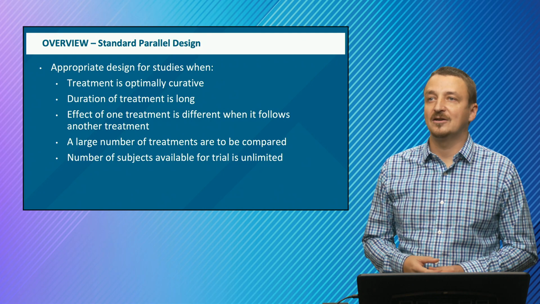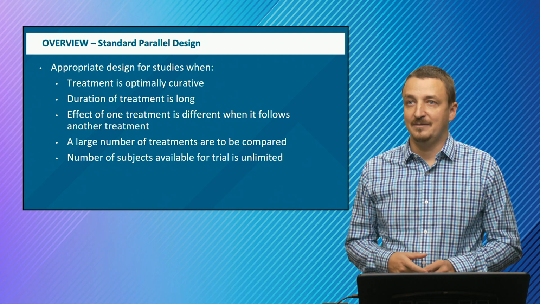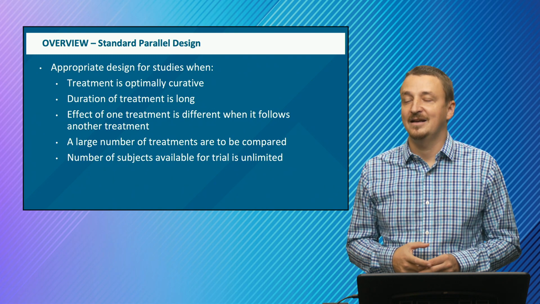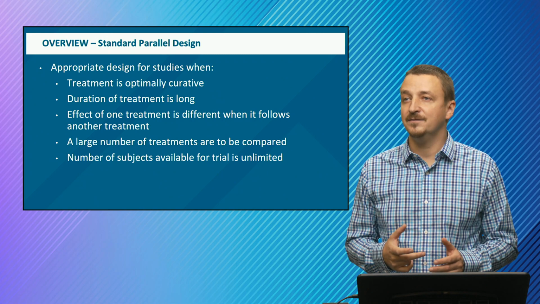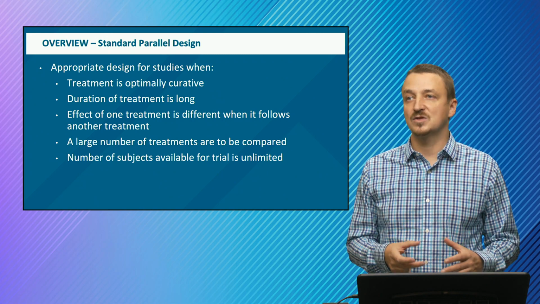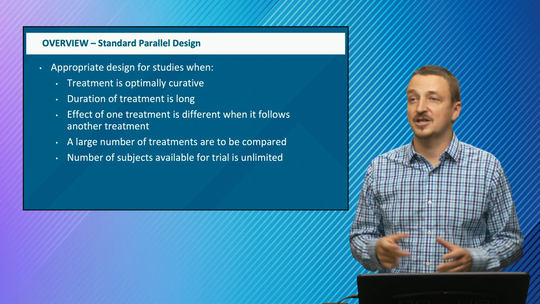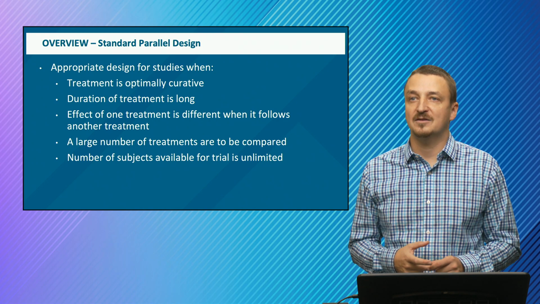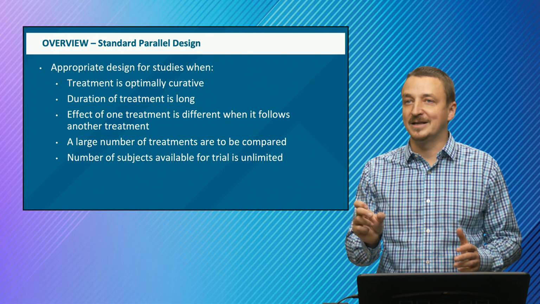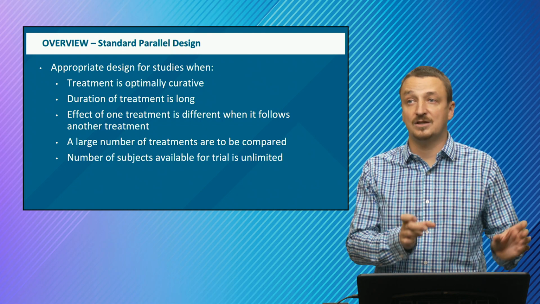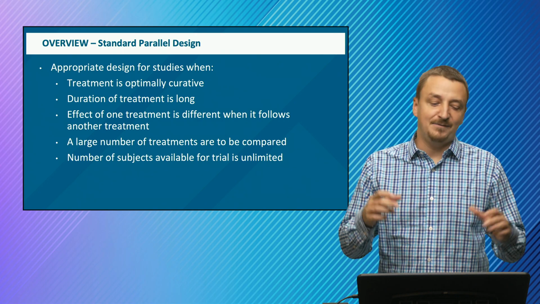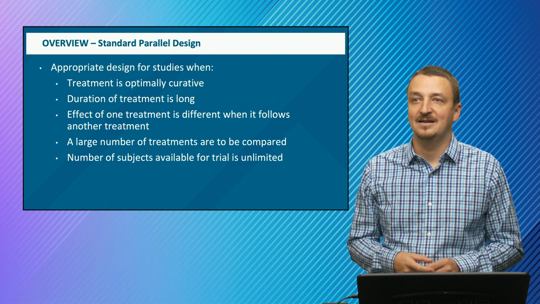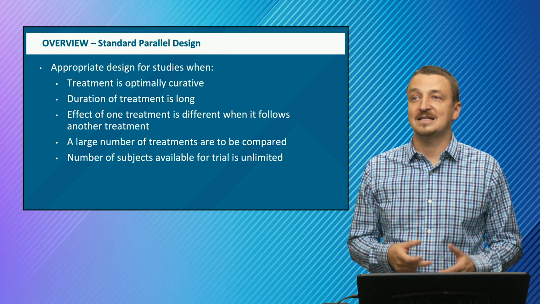For most studies a standard parallel design is used, and it's the most used design for sure. When thinking about the optimal study for a standard parallel design, and this is not exclusive, it would be the appropriate design if a treatment is curative. If a treatment is curative, we would mostly use a standard parallel design, although we also use standard parallel designs for other conditions where treatment is not curative. If the duration of the treatment is long, that would also be an indication to use a standard parallel design. If the effect of one treatment is different when it follows another treatment, this would also be a reason, for example, to not use a crossover design, but stay with a standard parallel design. If a large number of treatments are to be compared with multiple arms, that would also be indicative of using a standard parallel design. And if the number of subjects available for a trial is unlimited.